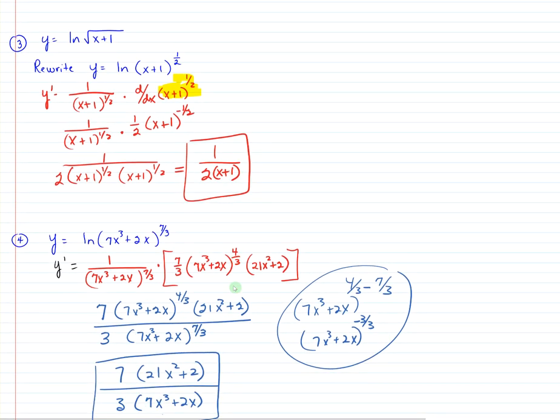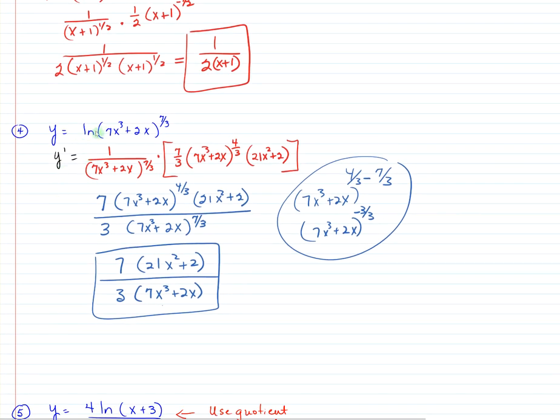All right, number 4. Y equals ln of this to the 7/3. So you have 1 over that expression times, now we need to take the derivative of this. 7/3 comes to the front. We have 7x cubed plus 2x. Now from 7/3 we need to take 3/3 because we're taking away 1. That leaves 4/3. And because of the chain rule, then we've got to multiply by the derivative of this, which is 21x squared plus 2.